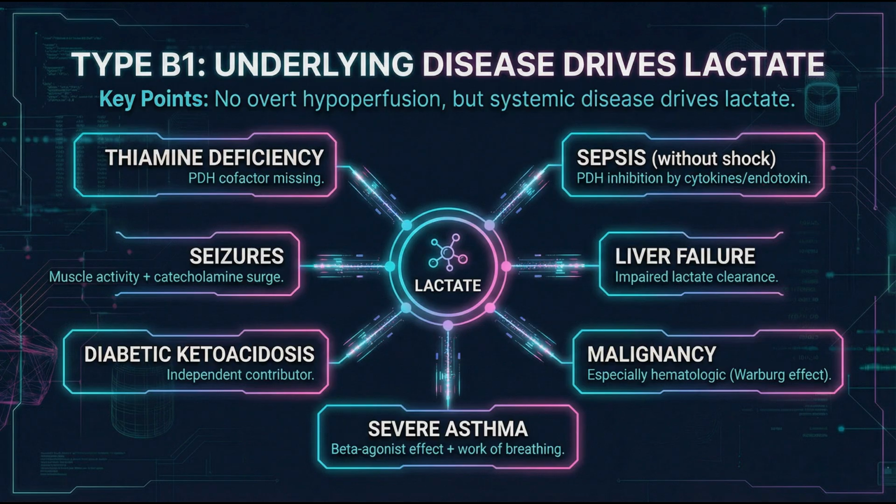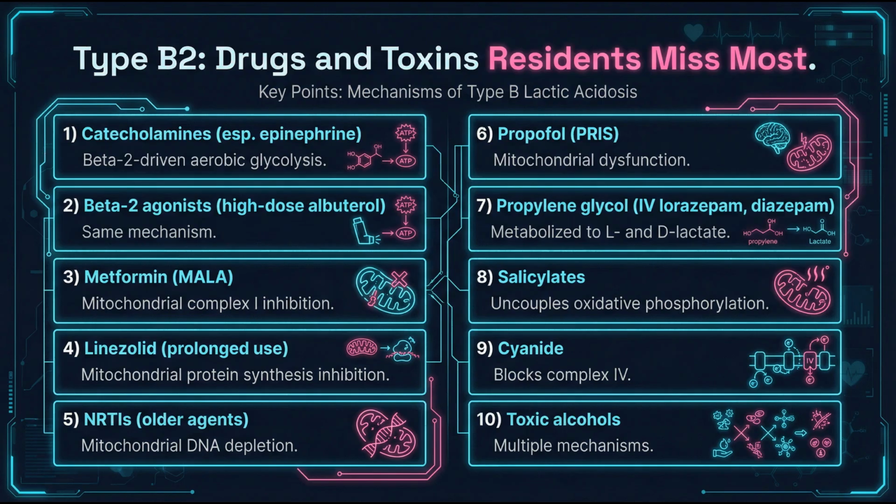Quick number to anchor this. Cox and colleagues in 2012 found that 68% of DKA patients had a lactate above 2.5 millimoles per liter, and 40% had a lactate above 4 millimoles per liter on presentation. The mechanism is multifactorial: catecholamine surge, mild dehydration, and sometimes D-lactate. So when you see an elevated lactate in a DKA patient, it doesn't necessarily mean sepsis, it can be the DKA itself. Type B2 is driven by drugs and toxins, and these are commonly missed.